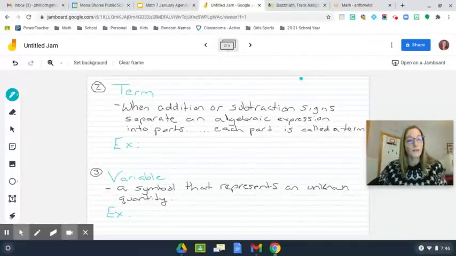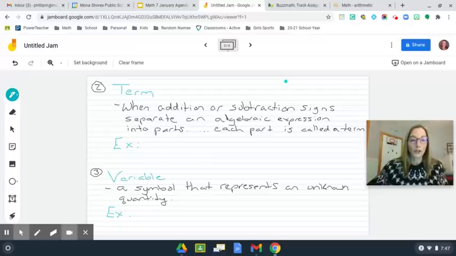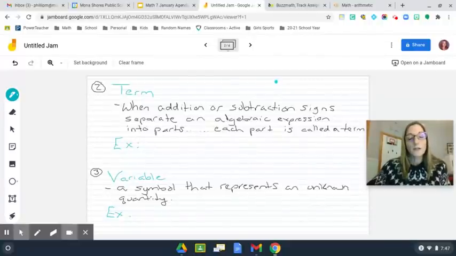And the next vocab term that we're going to look at is term. Term: when addition or subtraction signs separate an algebraic expression into parts, each part is called a term. So I'll read it one more time. Term: when addition or subtraction signs separate an algebraic expression into parts, each part is called a term. So let's do an example.